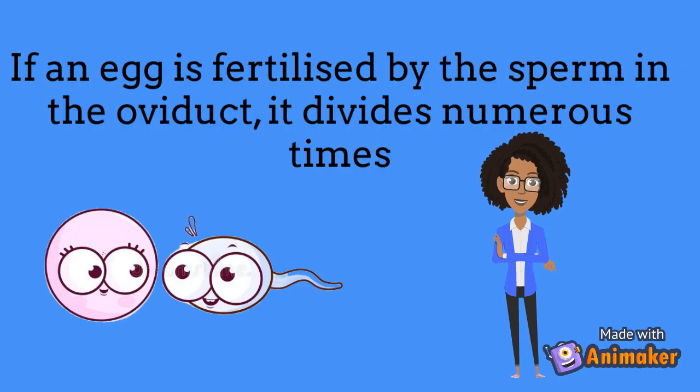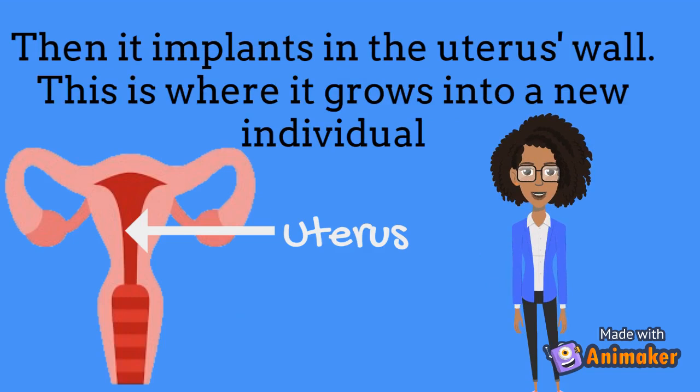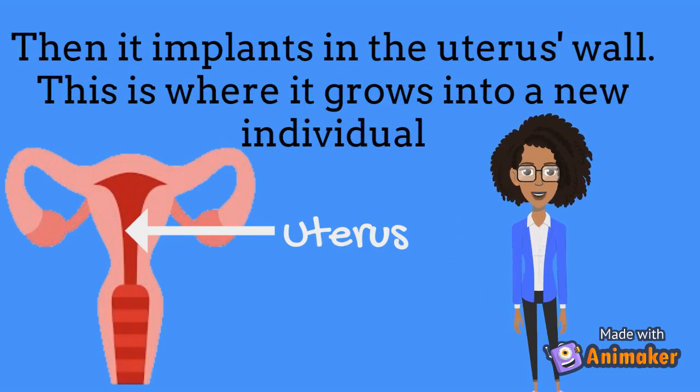But what happens when you reach the egg and it becomes fertilized? Well, the egg divides many times. It undergoes mitosis as well as specialization, and then implants in the wall of the uterus. This is where the new individual begins to grow and take shape.